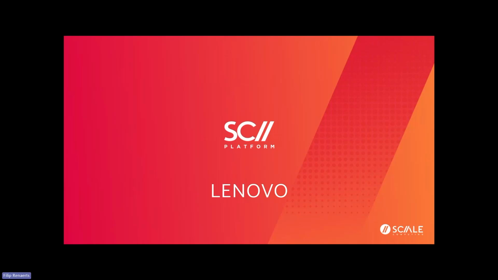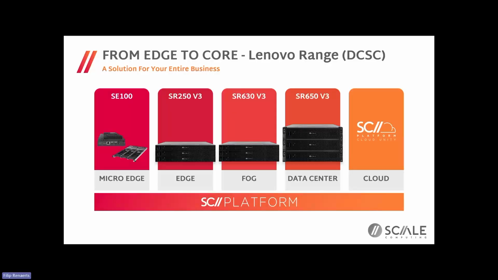When we talk about a complete solution, we also talk about the hardware, the appliances. Together with Lenovo, we have a complete portfolio to have that total solution. Our platform is from edge to core, and that is also true with these systems. You have an SE100 and an SR250, which are more suited for smaller use cases, or really that edge use case.